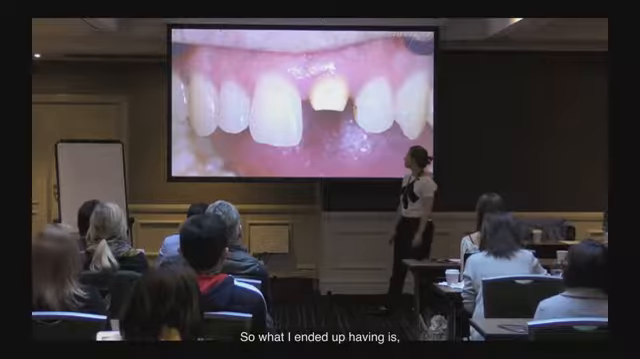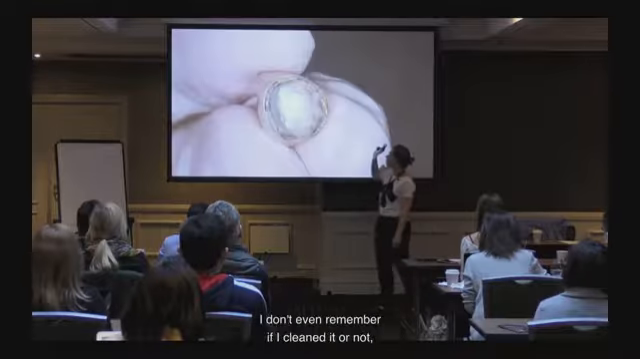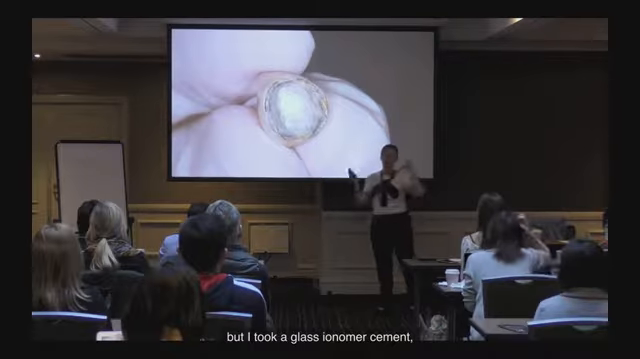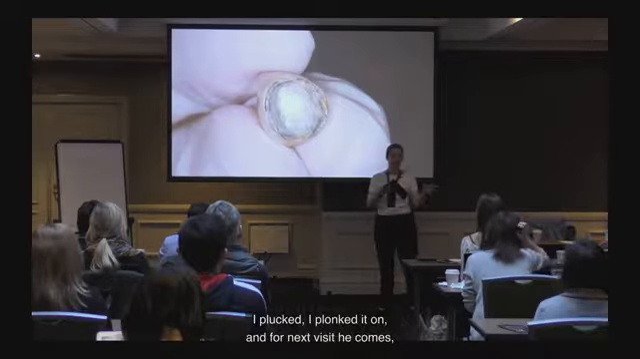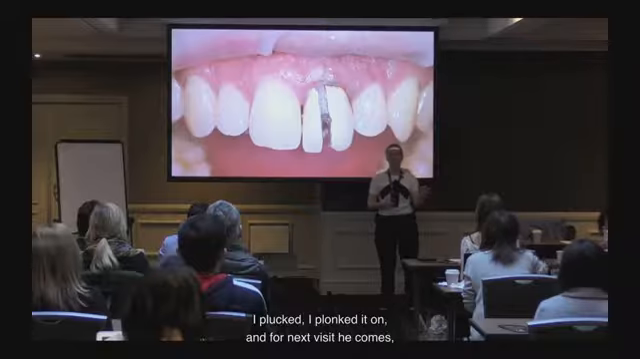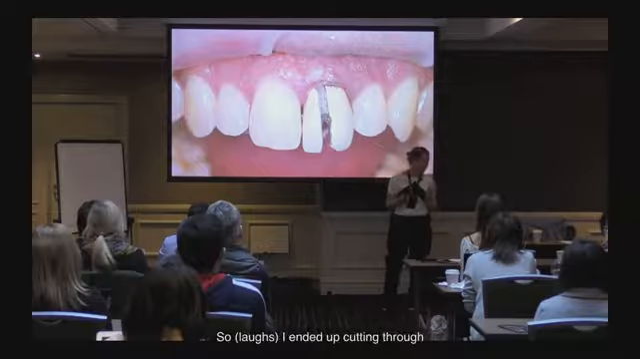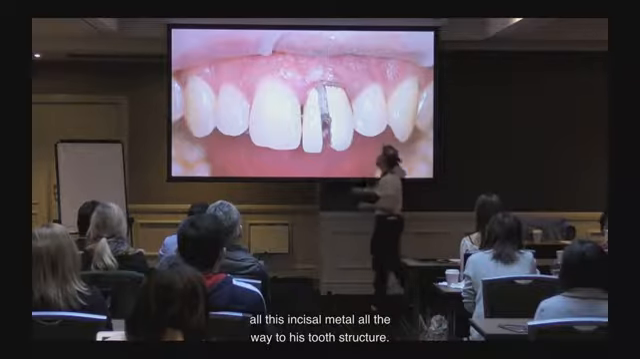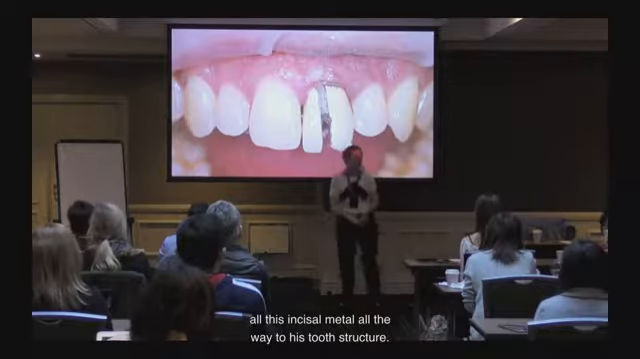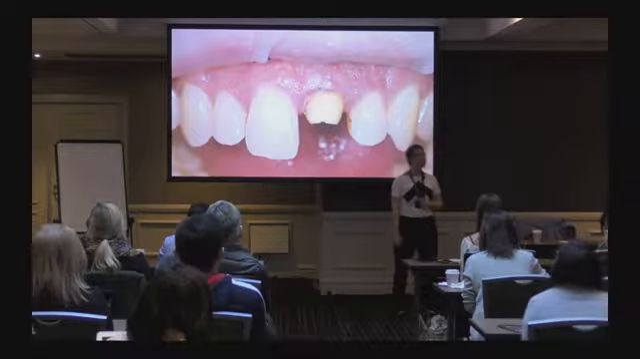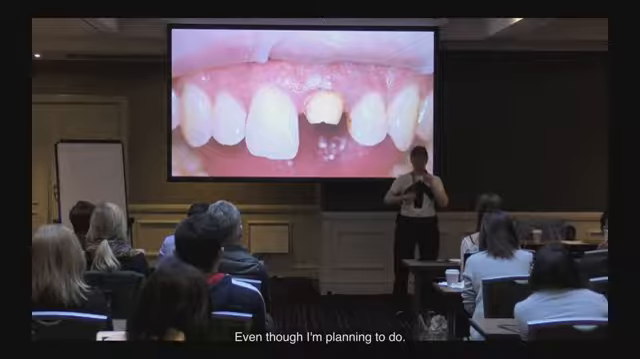I don't even remember if I cleaned it or not, but I took a glass ionomer cement and plunked it on. For the next visit he comes and I cannot remove it for my life. So I ended up cutting through all this incisor metal all the way to his tooth structure. Okay, so we remove that.